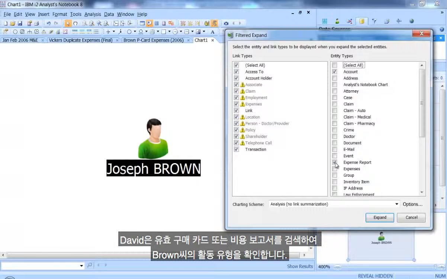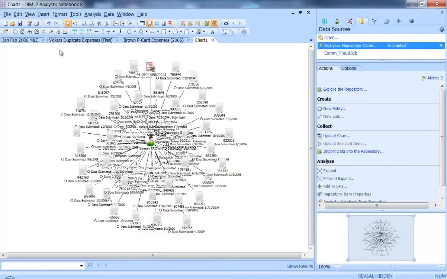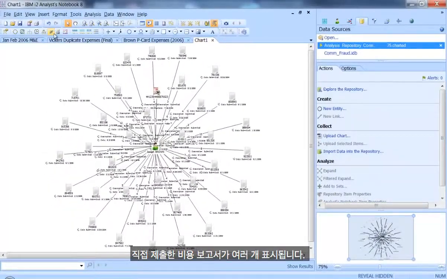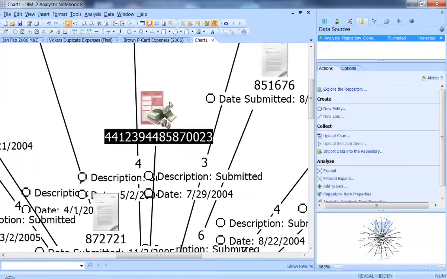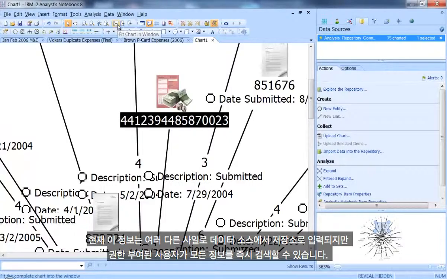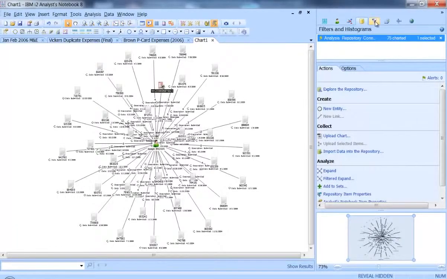David checks to see what type of activity Mr. Brown has had by looking for active purchasing cards or expense reports. He sees several expense reports that were submitted manually. He also notices that Mr. Brown does have an active purchasing card issued to him. Now, although this information came into the repository from different siloed data sources, it all becomes immediately searchable by any authorized person.